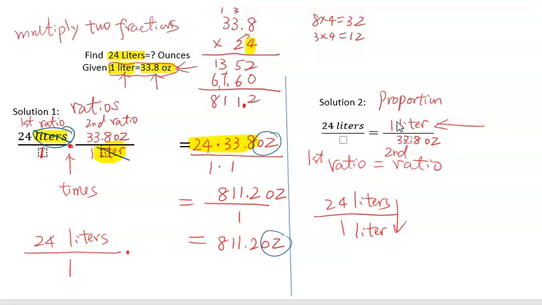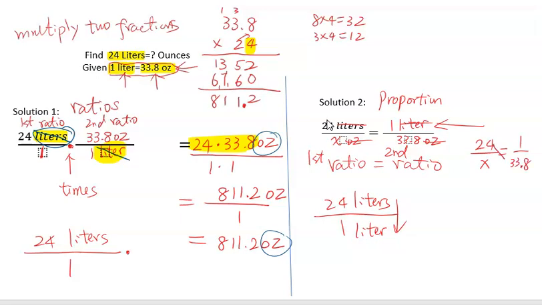Now, how many liters are going to correspond to 24 liters? That's the question. So we're going to put a question mark here, or we use a variable x. And so we got a proportion. Let me just get rid of all the units because liter and liter cancel each other, ounce and ounce. So we just get 24 over x equals 1 over 33.8.